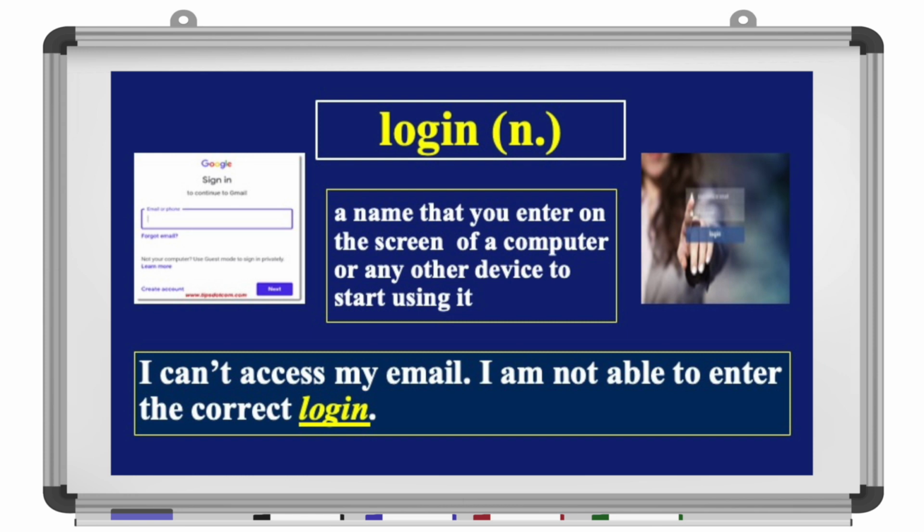The next word is login. Again, if you have a bank account, you should know what this word means in a way. Login here is a noun. It means a name that you enter on the screen of the computer or any other device to start using it. For example, I can't access my email. I am not able to enter the correct login.